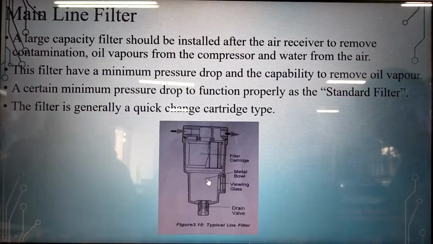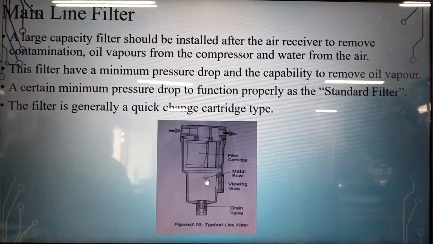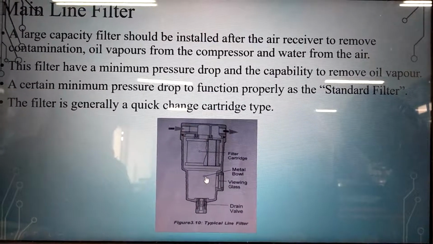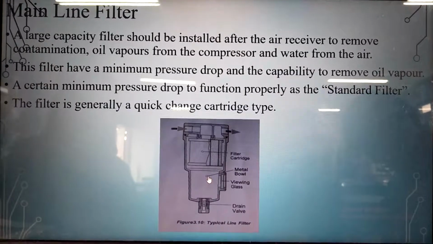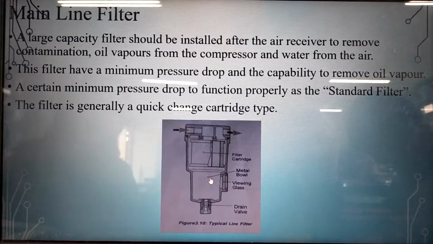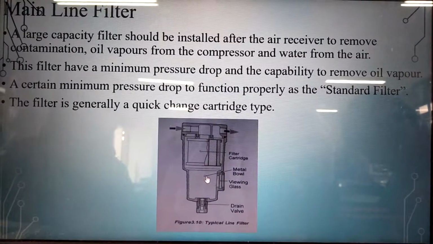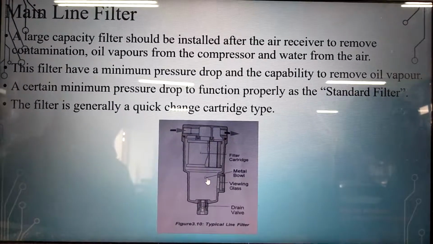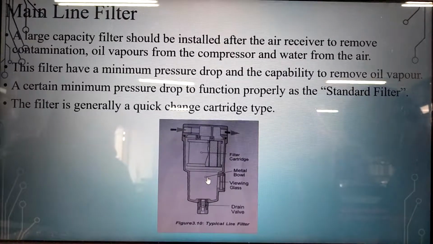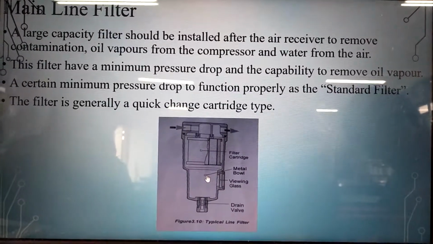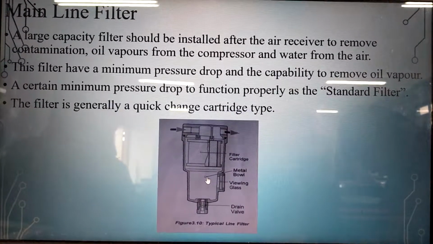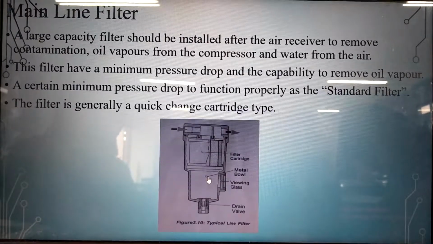Mainline filter. A large capacity filter should be installed after the air receiver to remove contamination, oil vapors from the compressor and water from the air. This filter has a minimum pressure drop and the capability to remove oil vapor. A certain minimum pressure drop is needed to function properly, as with the standard filter. The filter is generally a quick change cartridge type.